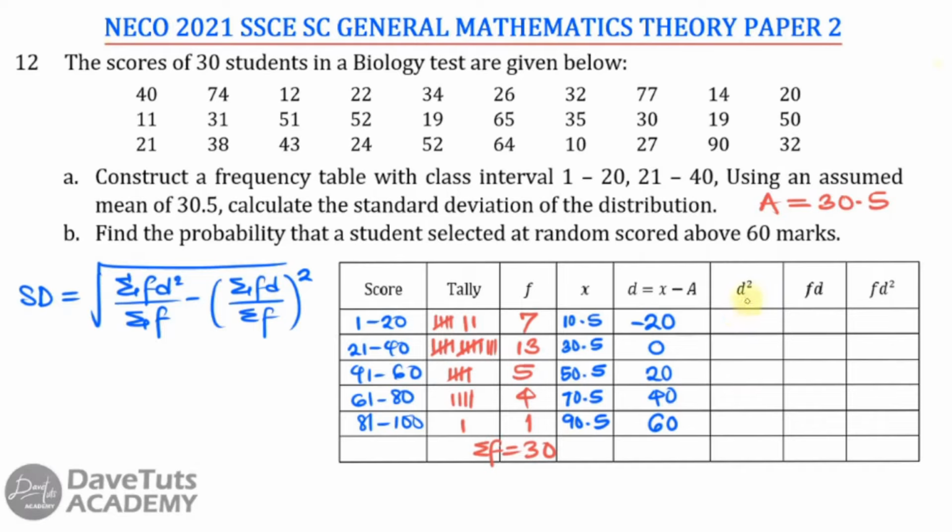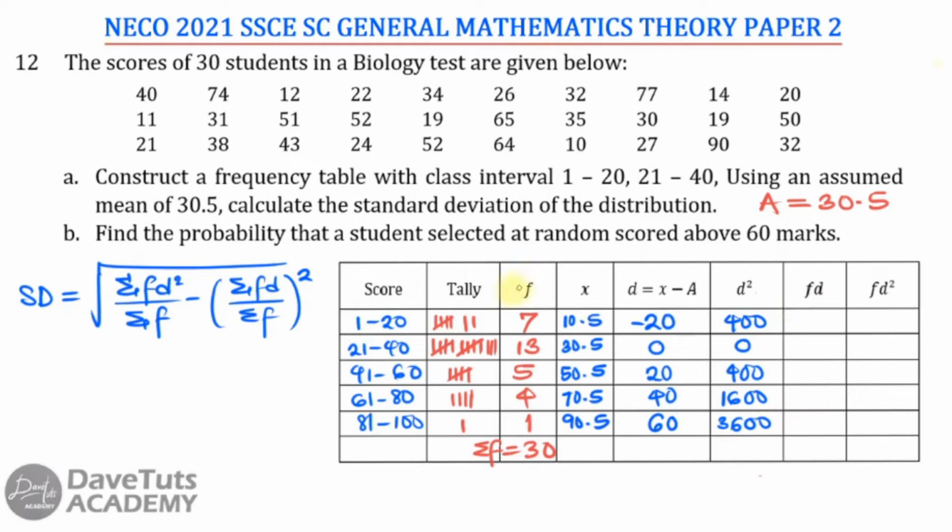Now we can find the square of our d. The square of minus 20 will be 400. Because we are making use of it here, we need summation fd square. So the square of 0 is 0. The square of 20 is 400. The square of 40, that's 1600, and the square of 60, that is 3600.